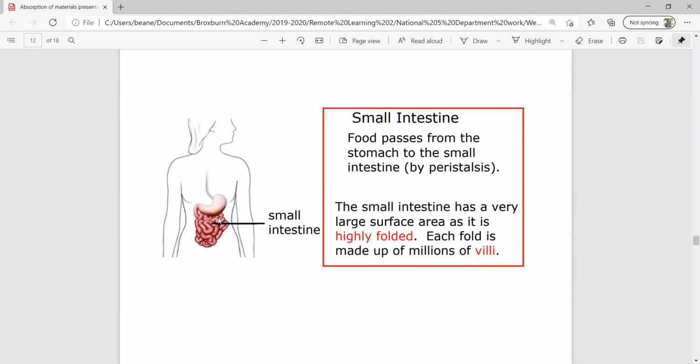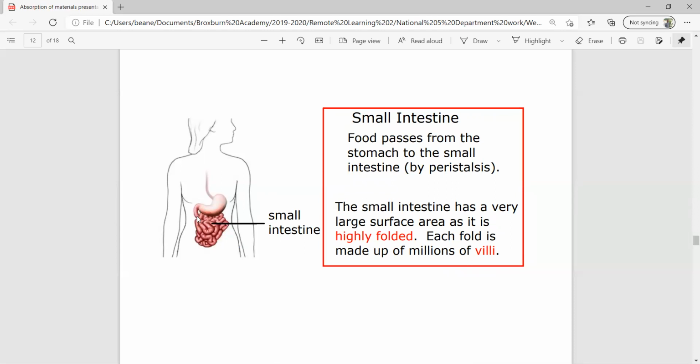So first of all, the small intestine is highly folded. It's huge. It's about 2 meters long, and it has been folded and compacted into a shape that will fit inside our abdomen. Now, the highly folded aspect of it means that it's going to have a large surface area. So there's a large surface area to absorb that food.